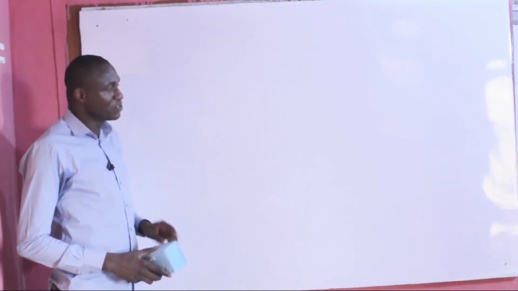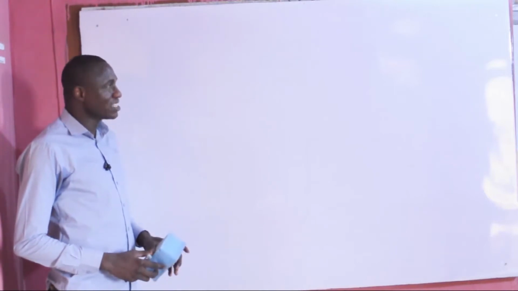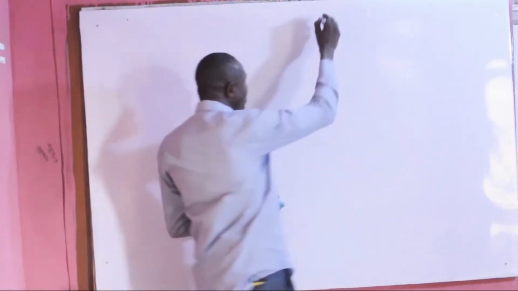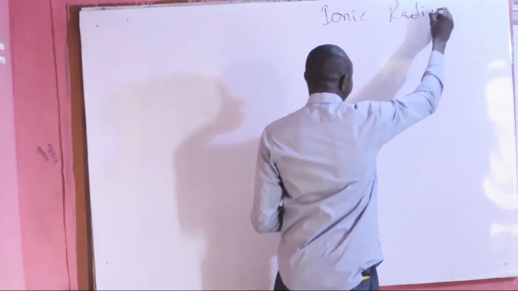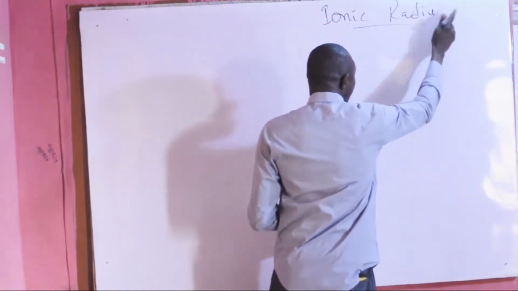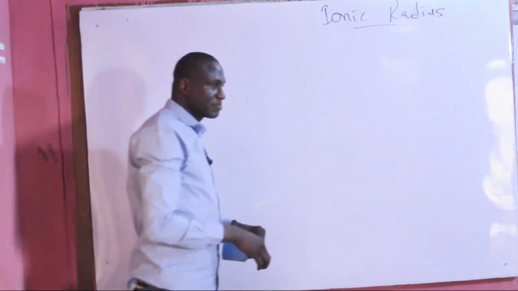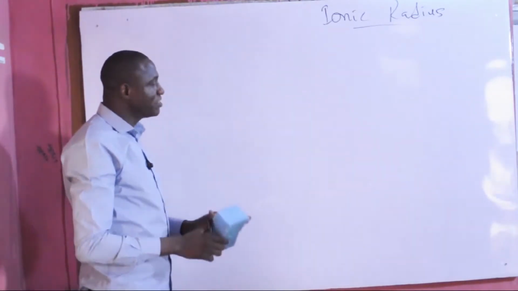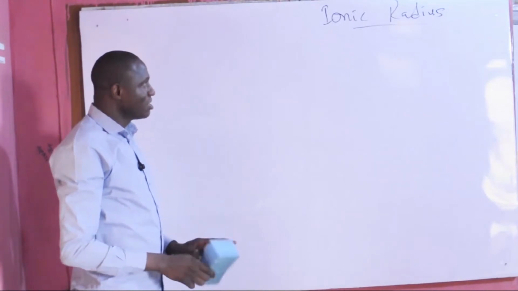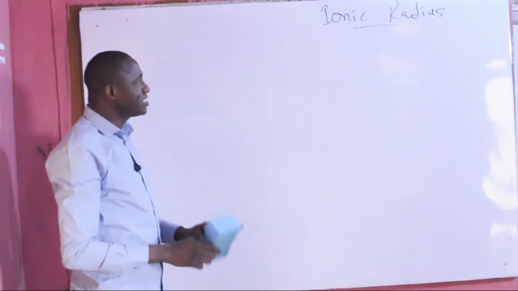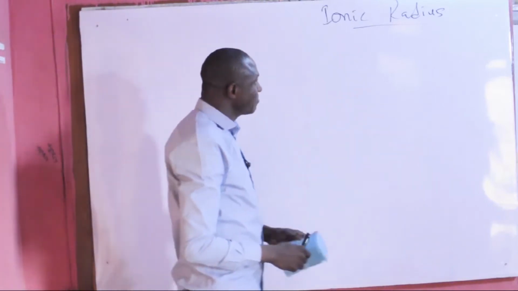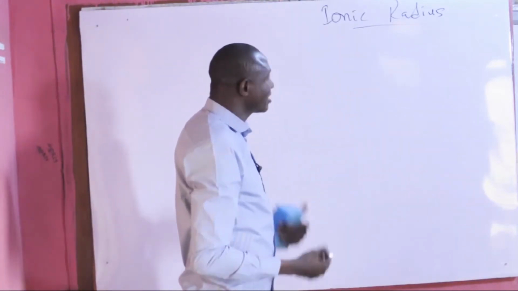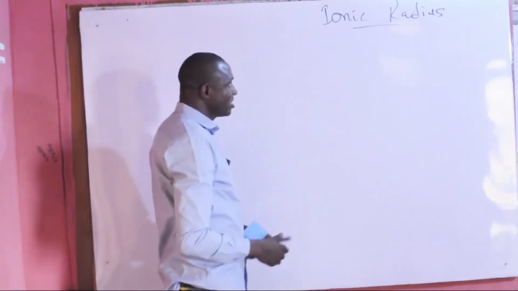In today's episode, we are going to discuss ionic radius, the last periodic property of elements. Ionic radius, by definition, can be defined as half of the internuclear distance between 2 ions of the same atom in an ionic molecule or ionic solid.